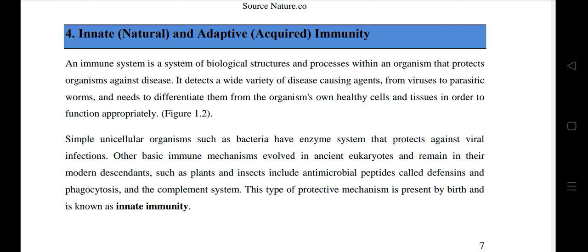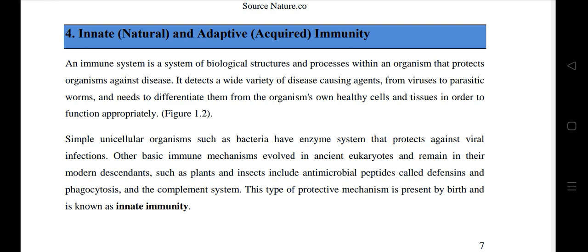An immune system is a system of biological structures and processes within an organism that protects organisms against diseases. It detects a wide variety of disease-causing agents, from viruses to parasitic worms, and needs to differentiate them from the organism's own healthy cells and tissues in order to function appropriately. Simple unicellular organisms such as bacteria have enzyme systems that protect against viral infections. Other basic immune mechanisms evolved in ancient eukaryotes and remain in their modern descendants, such as plants and insects, including antimicrobial peptides called defensins, and phagocytosis and the complement system.